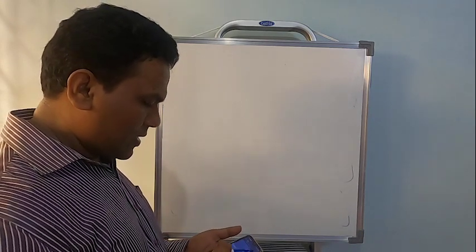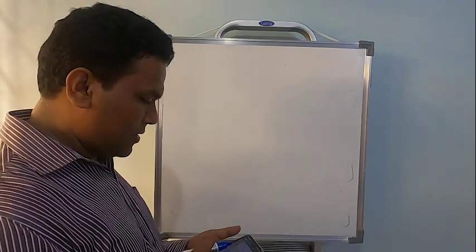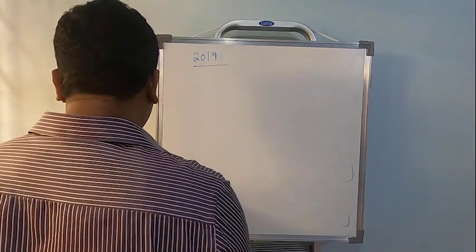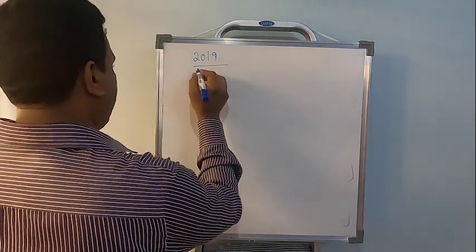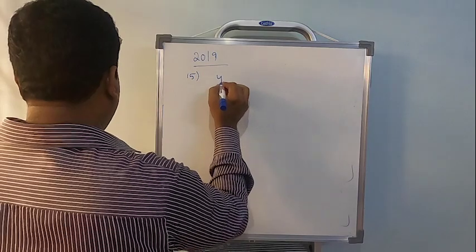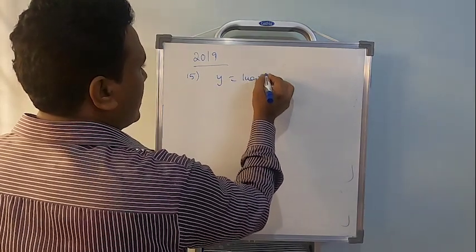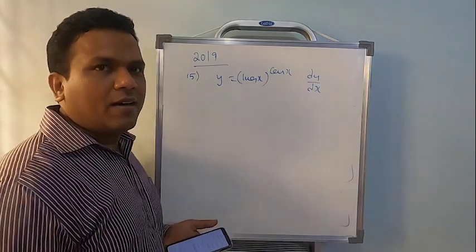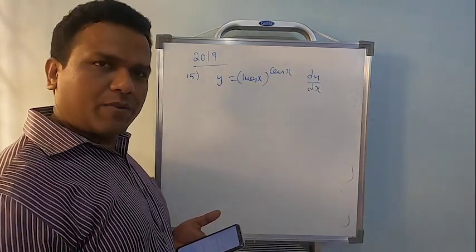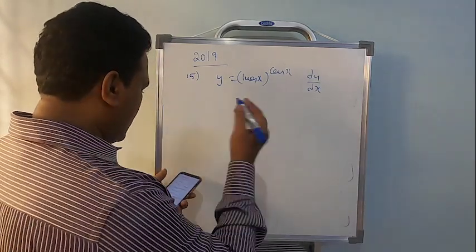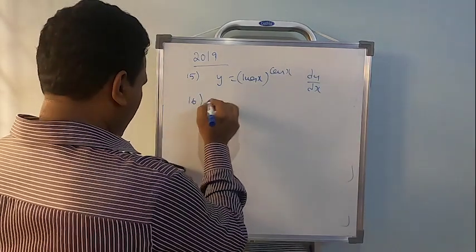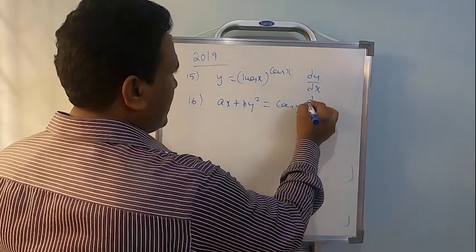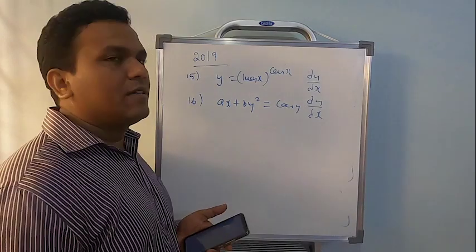One second. So I just want to tell you the 2019 first. So 2019. In 2019, problem number 15 was: if y is equal to log x whole power cos x, then find dy by dx. I have already explained this in one of the previous papers, so please refer. Fine. And even the next also I have already done. What is given is: if ax plus by whole square is equal to cos y, then find dy by dx.